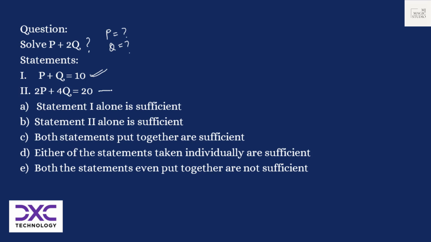From statement 2, it says 2P plus 4Q is 20. And if we look carefully, if I divide this equation by 2, I'll get P plus 2Q is equal to 10. And that is the value we are looking out for. We are looking out for the value of P plus 2Q, which is straight away given in statement 2, that P plus 2Q is equal to 10. That means statement 2 alone is sufficient to give us the answer. It should be option B.